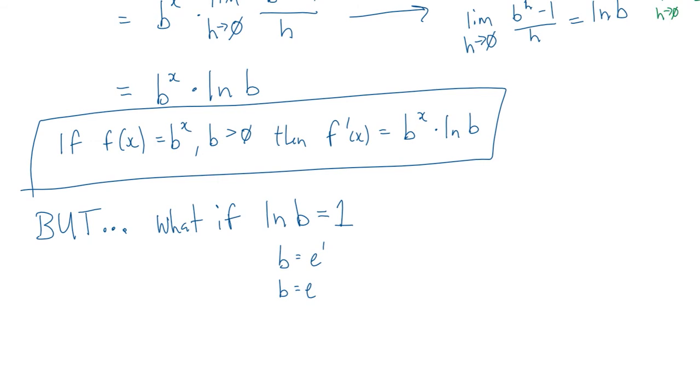Okay, what it's saying is, if f at x equals e to the x, then f prime is equal to e to the x times ln of e, which equals e to the x times 1, so just e to the x. So that's saying that its derivative is itself. It doesn't change at all when you take its derivative.